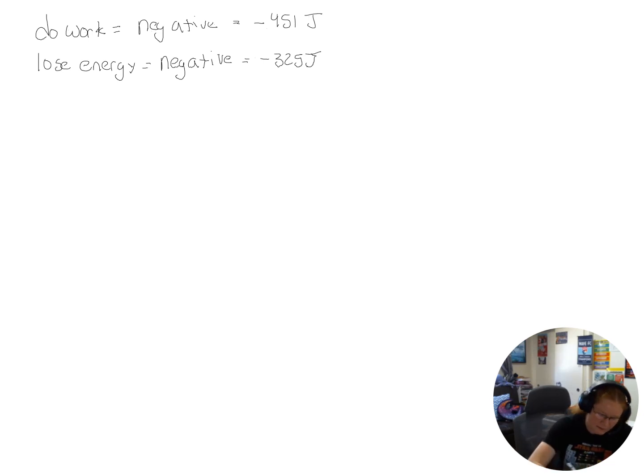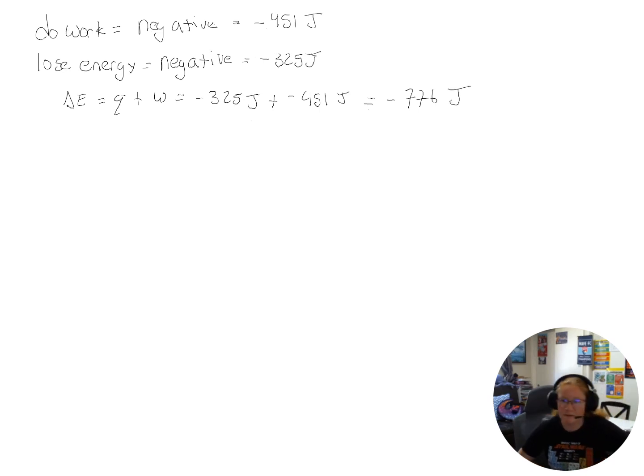Okay, and so my delta E, I can take my heat plus my work. So I'm going to get negative 325 joules plus negative 451 joules. And so I'm going to get negative 776 joules. Okay? So my total change in energy there between the work and the heat is negative 776 joules.